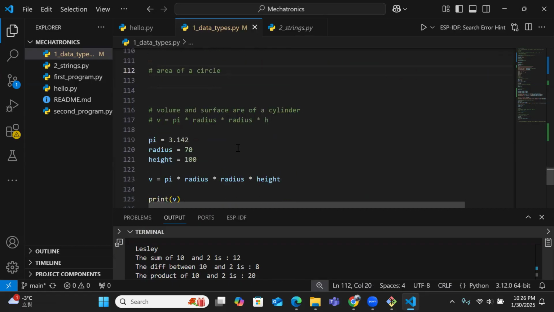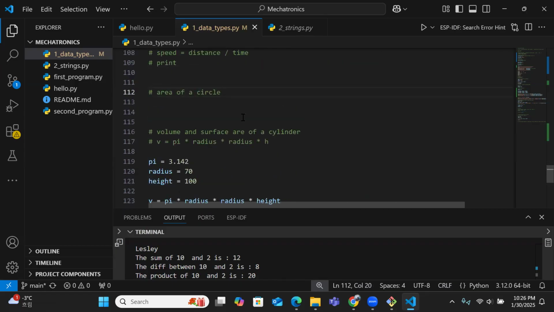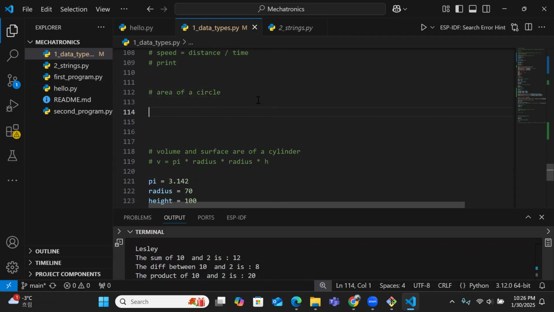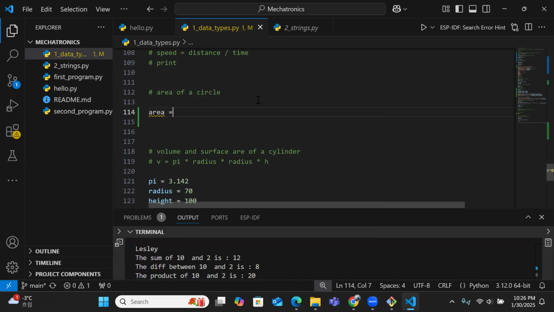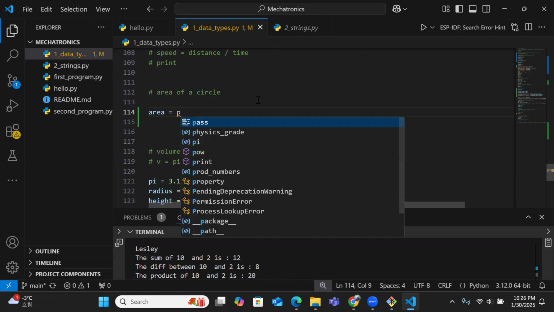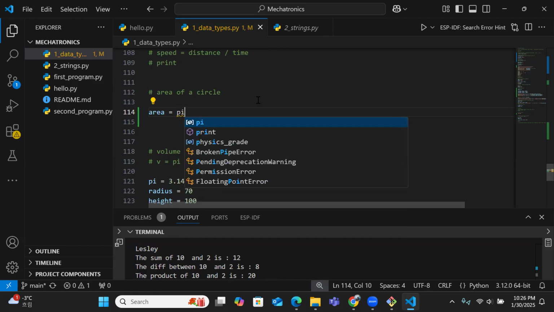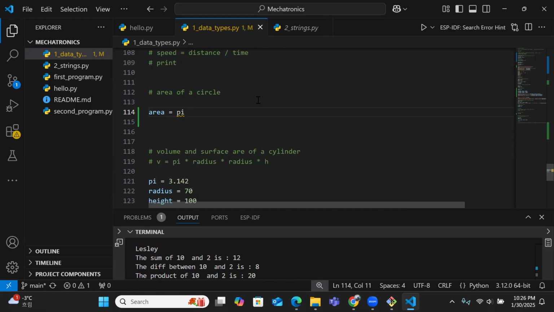I just wanted to correct the part for the area of a circle. So you say area is equal to, what is the area of a circle? Pi r squared, isn't it? Pi r times r. So you say pi times radius times radius. There should be a space between them.